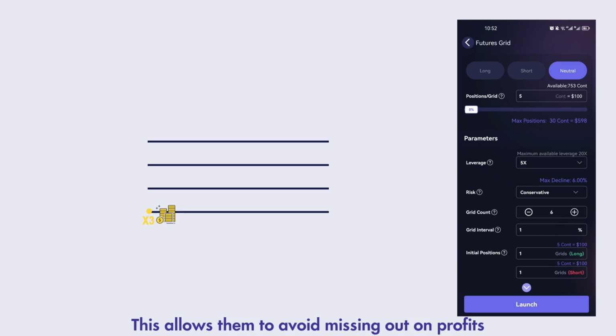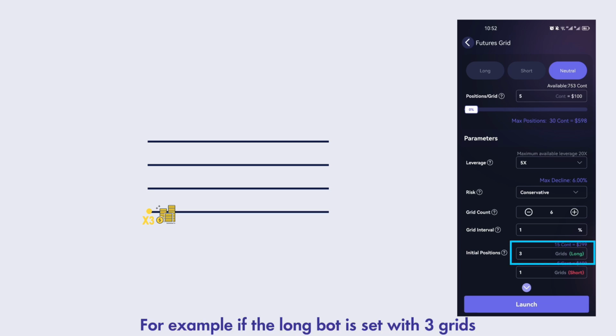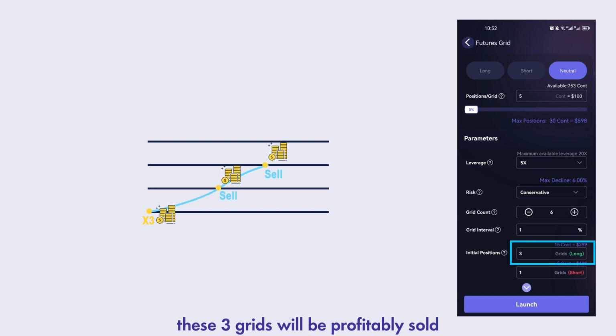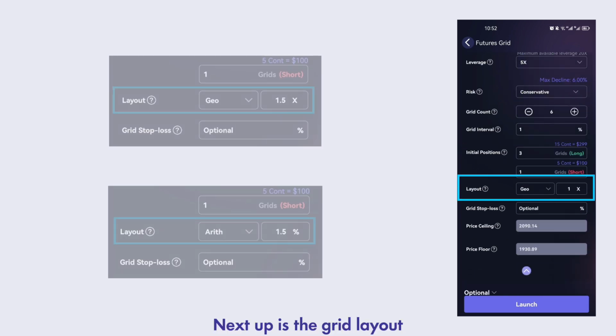This allows them to avoid missing out on profits when the price continues to move in a favorable direction. For example, if the long bot is set with 3 grids, and the market continues to rise, these 3 grids will be profitably sold at different price levels. Next up is the grid layout.